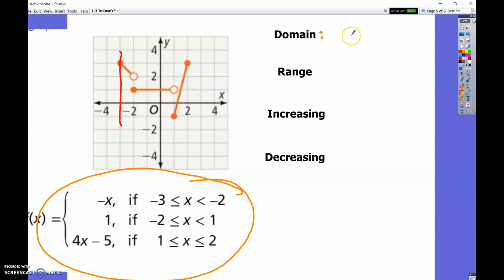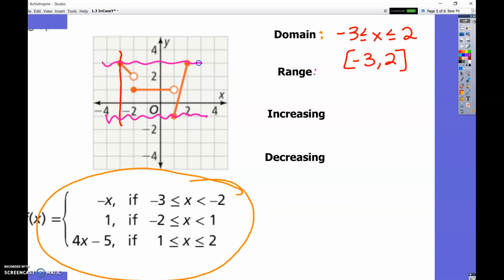So our domain would be from -3 is less than or equal to x is less than or equal to 2. In interval notation, we would like it like this with our solid brackets. Our range is how high and how low it would go. So the y values we use, the lowest y value I see here is a -1.